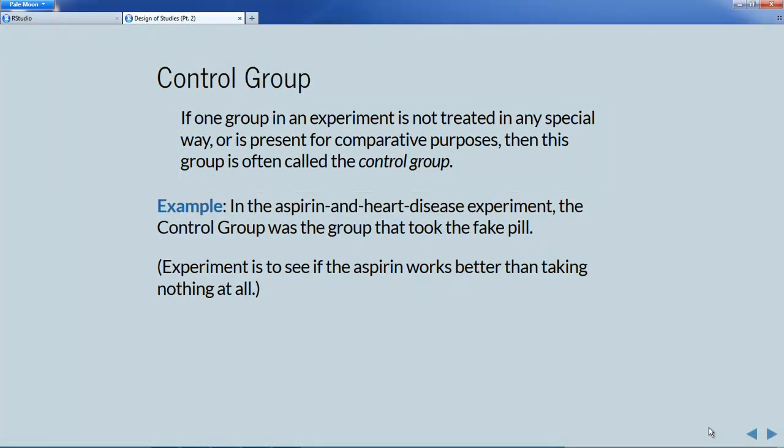If one group in an experiment is not treated in any special way or is present just for comparative purposes, then this group is often called the control group. So in that aspirin and heart disease experiment we were talking about earlier, the control group was the group that took the fake pill. They had nothing particular done to them. So what's happening here is a comparison between people who get nothing and people who get aspirin. The experiment really is to see if aspirin works better than taking nothing at all.